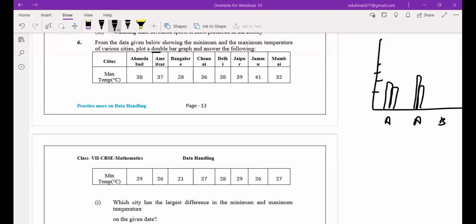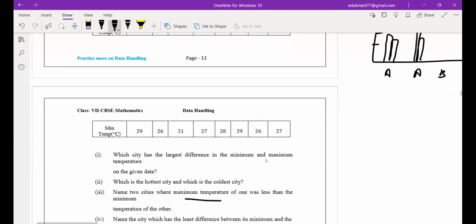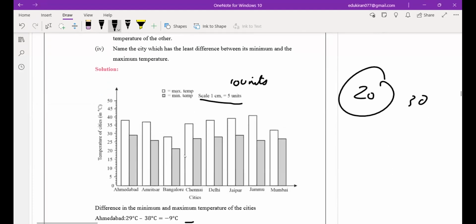Are students done? Yes, ma'am. Tashin, you are also done? Yes, ma'am, I'm done. Okay, so I hope your graph looks like this, right? You can take the scale as 10 or you can take it as 5, whatever you want.